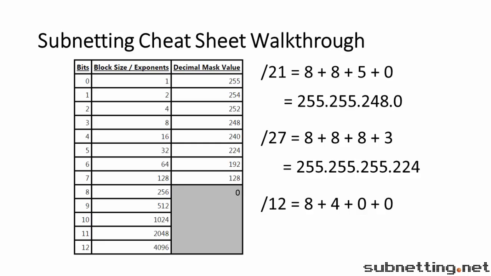For /12, the first octet is 255, and the third and fourth octets are 0. For the 4, 8 minus 4 equals 4, which corresponds to 240, or, counting up, 1, 2, 3, 4, we land on 240, and we're done. Now here's Kevin showing you how to do basically the same thing, but slightly faster. Use whichever method you prefer.